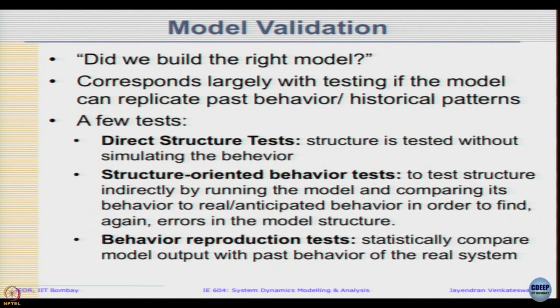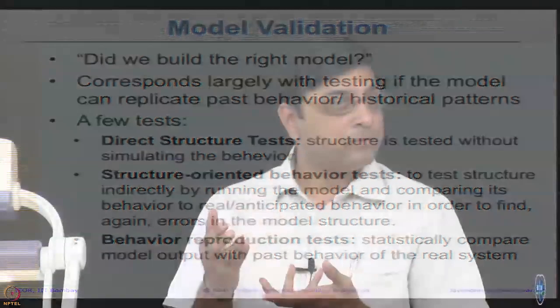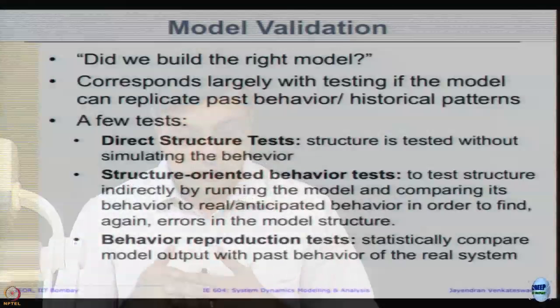Second one is to look at the structure oriented behavior test. With our understanding of structure, if we can make some basic simulations, does the behavior mimic the structure that we expect? Suppose we have a positive feedback loop only, then we can expect exponential growth. Is that really happening? Or if you have both positive and negative feedback loops in the system, then what kind of behaviors can occur, and testing that out. Structure oriented behavior tests.